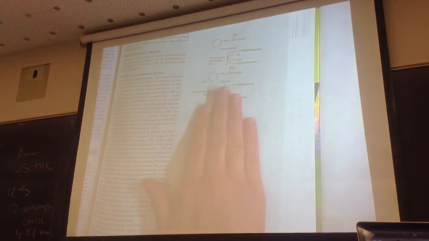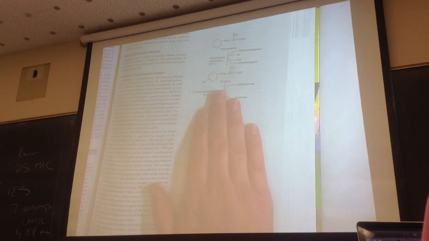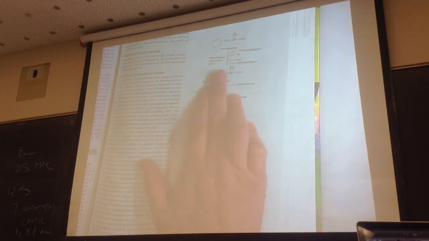We're only doing this. That's it. We're not doing the rest of this. What figure is this? This is figure 14-24. We are doing phenylalanine to tyrosine simply because what happens in phenylketonuria? This is phenylalanine hydroxylase. It doesn't work, and you can't convert phenylalanine to tyrosine, so you get a buildup of phenylalanine. That's why we're doing this.